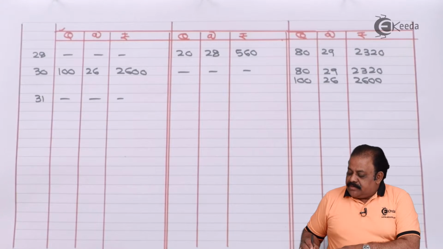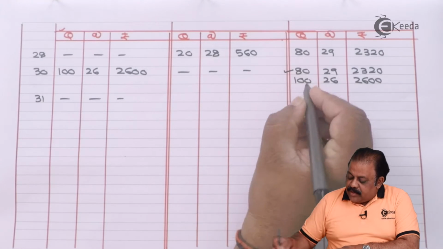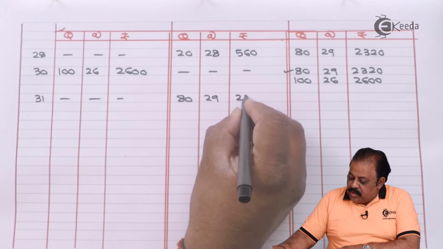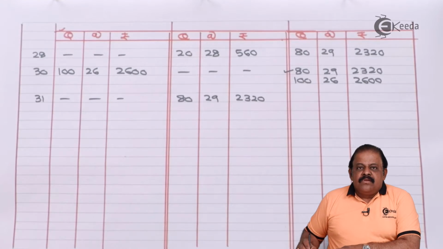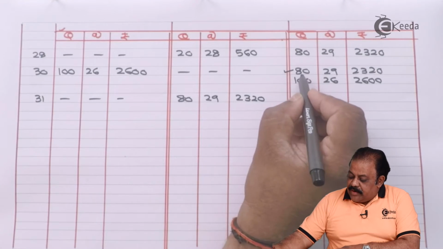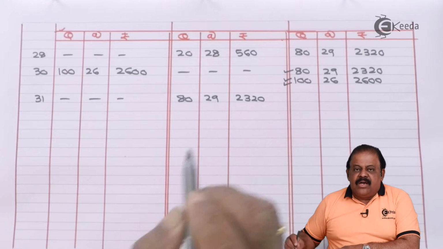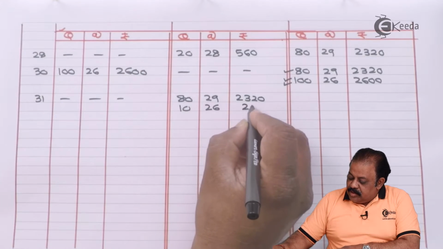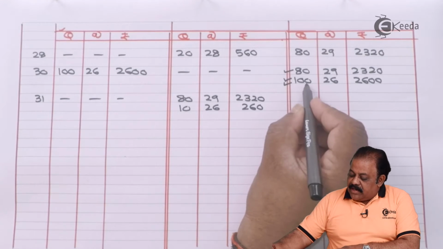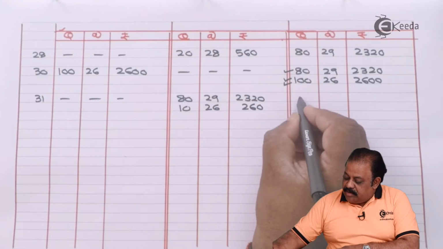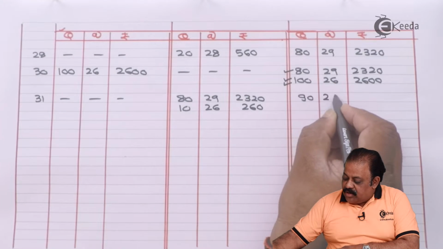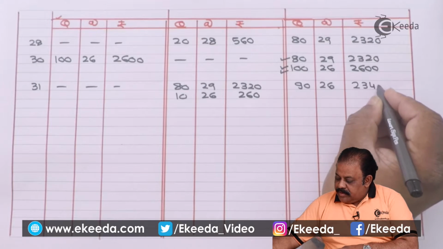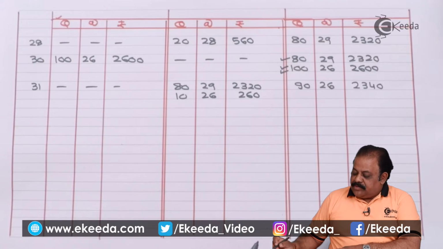So of 90 units, first we will be issuing 80 units of oldest stock at the rate of 29, 2320. Out of 90, 80 units we have taken from here, 10 units will be taking from the next lot. 10 units at the rate of 26. So it will be 260. Out of 100 units, 10 units are issued. So balance stock will be 90 units at the rate of 26. So it will be 2340 rupees.